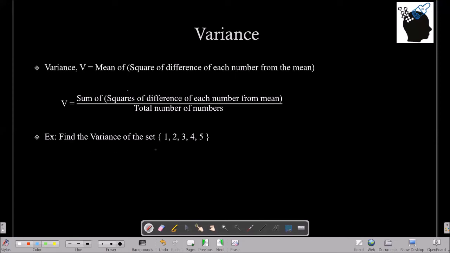Find the variance of the set 1, 2, 3, 4, 5. Now we already know that the mean is 3. So the variance will be given by subtracting all of these values from the mean and taking the square of it and adding them up. So we are going to take each and every value, subtract it from the mean, which is 3, square it, and sum all of those values.